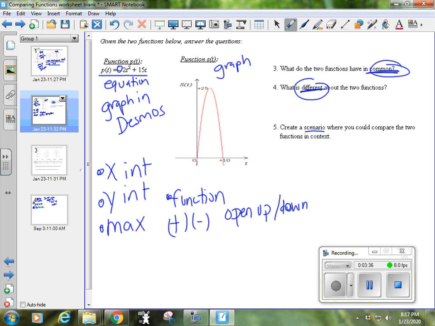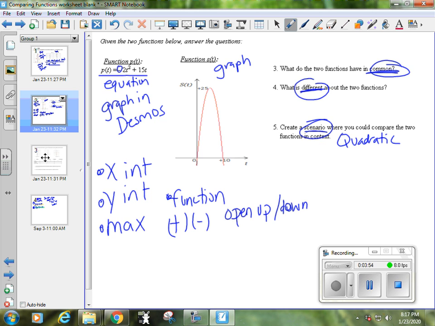And then create a scenario where you could compare the two functions in context. So you can write a word problem. Think about what we said with quadratics. Look at your verbal that we did the other day and compare and make a scenario. Okay? All right, so that's the second part.